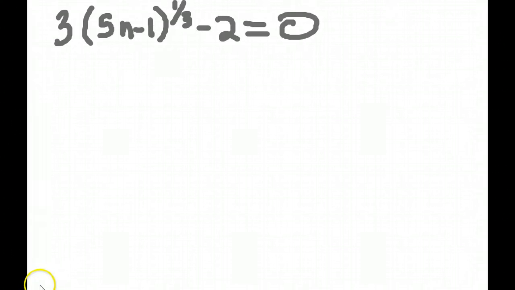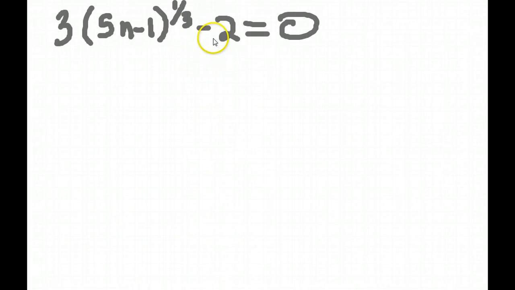This is section 5-8, and we'll be talking about cube root equations. So if we want to solve for a variable if we have a cube root. So we have the equation 3(5n - 1)^(1/3) - 2 = 0. We want to isolate that variable n, and so we need to start rearranging things to isolate that.